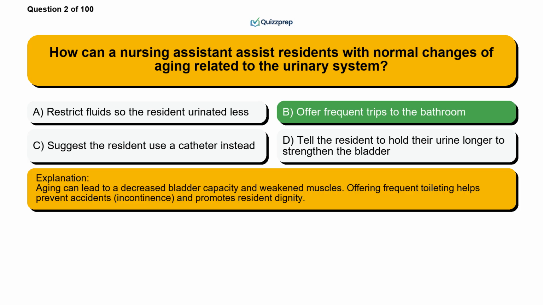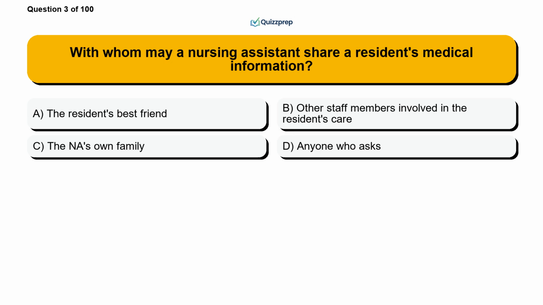Aging can lead to a decreased bladder capacity and weakened muscles. Offering frequent toileting helps prevent accidents, incontinence, and promotes resident dignity. Question 3. With whom may a nursing assistant share a resident's medical information?